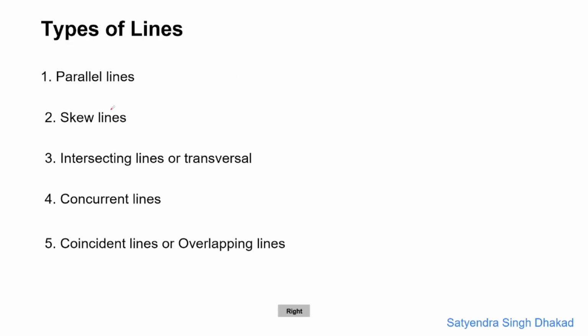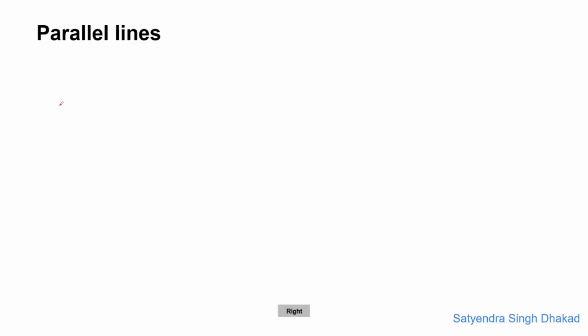Next is types of lines. So let's see parallel lines, skew lines, intersecting lines, concurrent lines, coincident lines. Let's go through them one by one. First one is parallel lines.